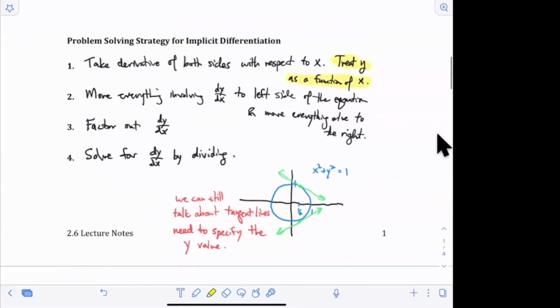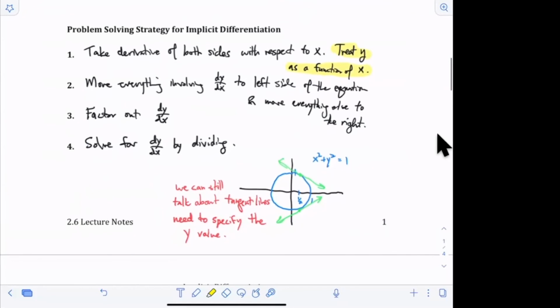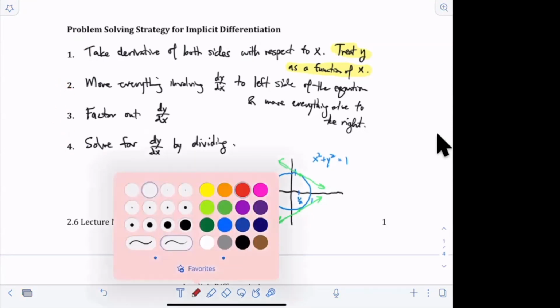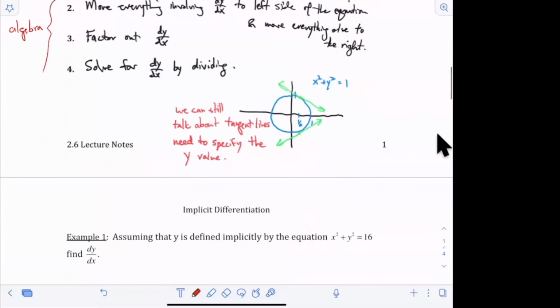So I have this 4-step process for how we're going to do implicit differentiation. A lot of my students are really good at step 1, but steps 2 through 3, which is the algebra part, this is the part that actually trips students up more than the calculus part. This part is algebra. So let's take a look at an example.